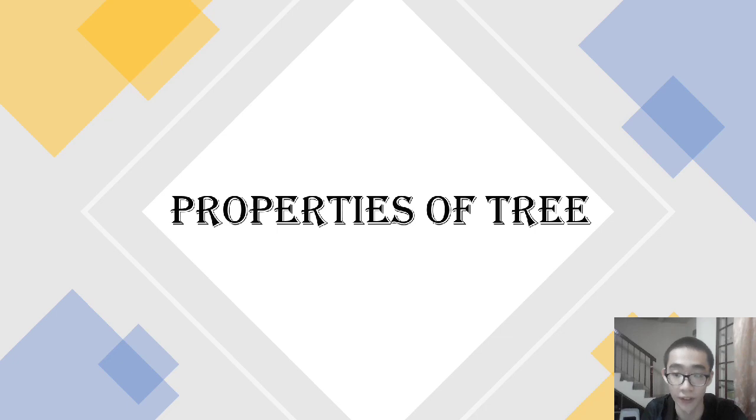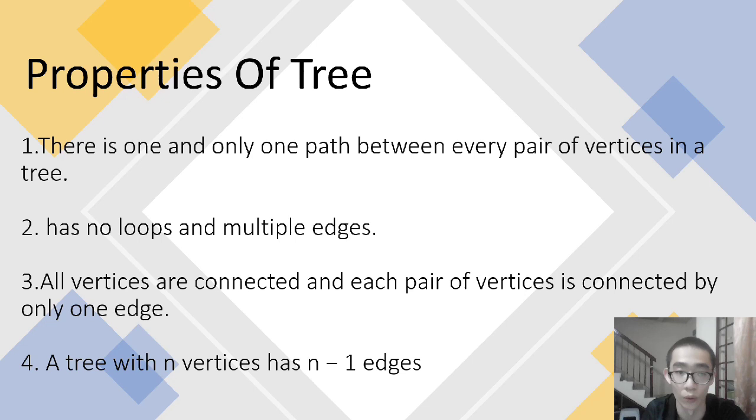So first, I would like to share about the properties of tree. For a tree, first property, there is one and only one path between every pair of vertices in a tree. Second, it has no loops and multiple edges. Third, all vertices in the tree are connected, and each pair of vertices is connected by only one edge. And last, a tree with n vertices will have n minus 1 edges.